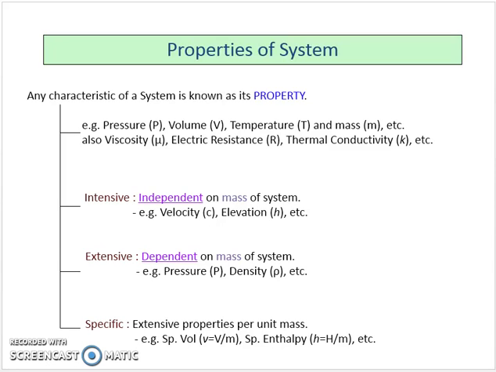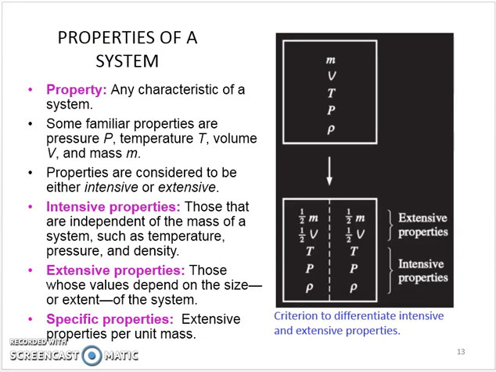Properties are classified mainly into two types, intensive property and extensive property. An intensive property is independent of the mass of the system, for example velocity and elevation. An extensive property is dependent on the mass of the system, for example pressure and density. A specific property is an extensive property per unit mass.